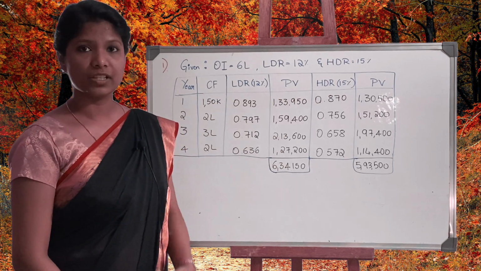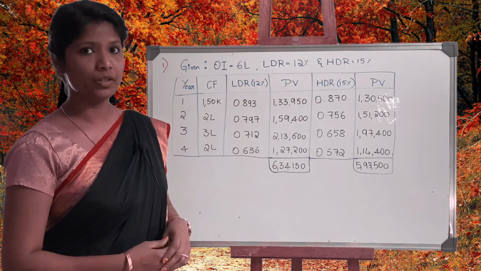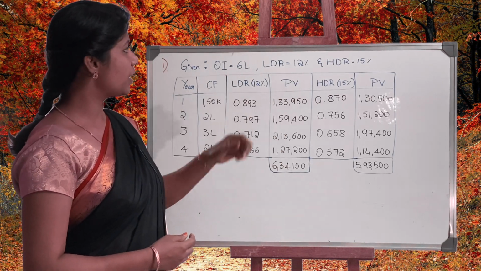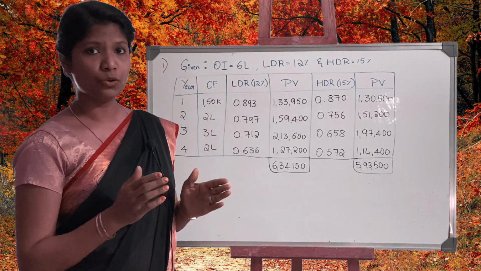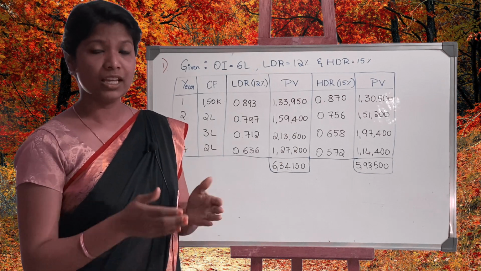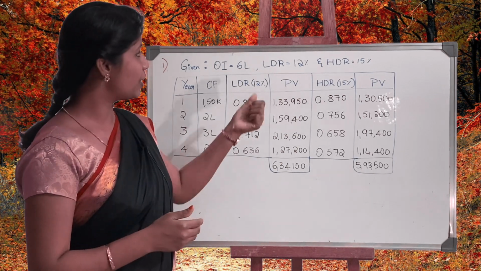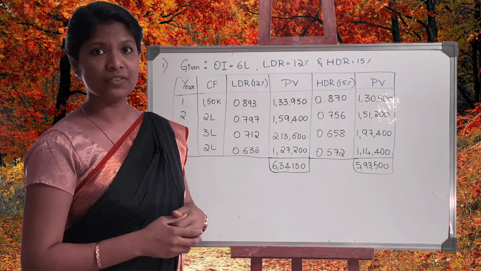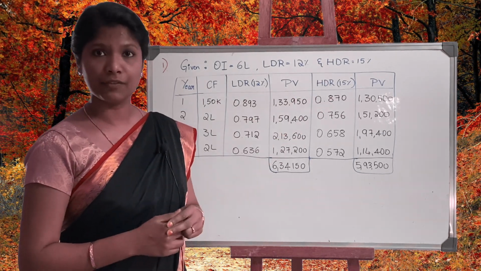So we are starting with the first question of internal rate of return. The given details are original investment is rupees 6 lakh. As I told, IRR is always between a range, right? The lowest and the highest. So the mentioned lowest discount rate is 12% and highest discount rate is 15%.